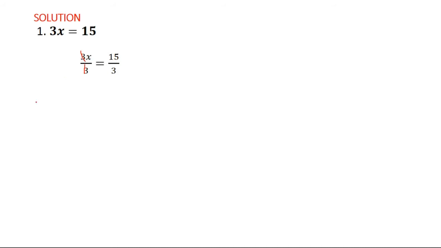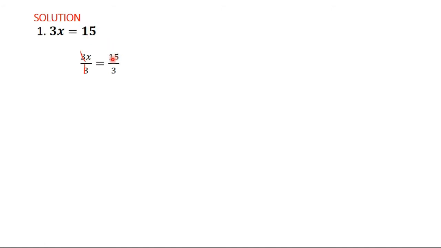That is our main aim. So we have been able to cancel the 3 that is attached to the x. We've been able to cancel it out. That is what we wanted, and we have been able to achieve it. Now, because this is an equation, what you do to the left hand side, you do the same thing to the right hand side. So if you are dividing 3x here by 3, you can't leave this side. You have to divide here also by 3.